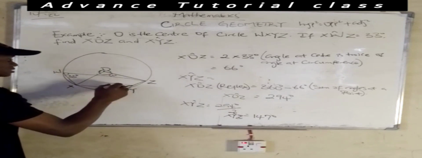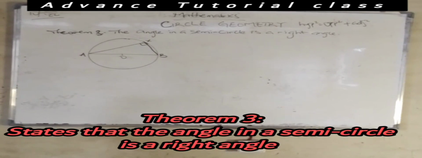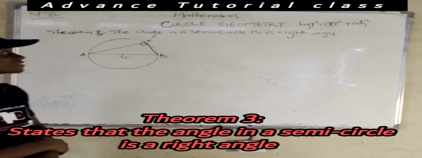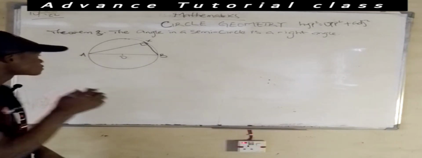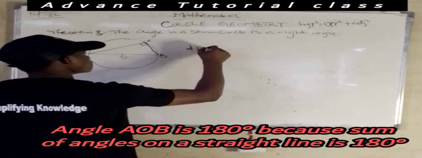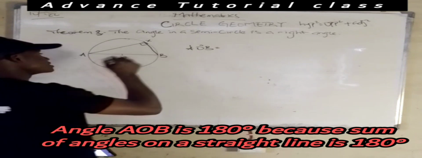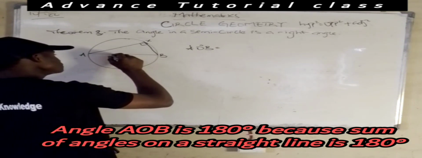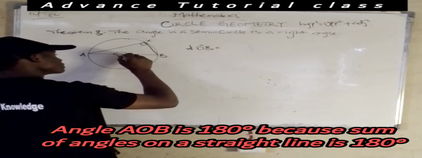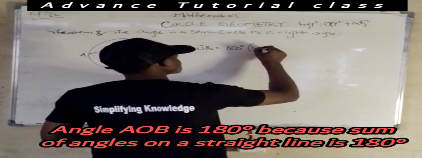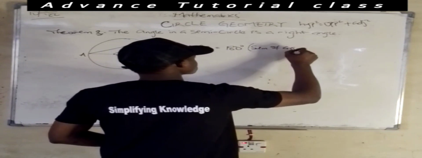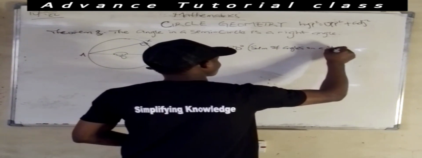Okay. So theorem 3 states that the angle in a semicircle is a right angle. The angle in a semicircle is a right angle. To prove this theorem, consider this angle AOB. AOB is this angle over here. Now this way or this way is equal to 180 degrees because of the sum of angles on a straight line.